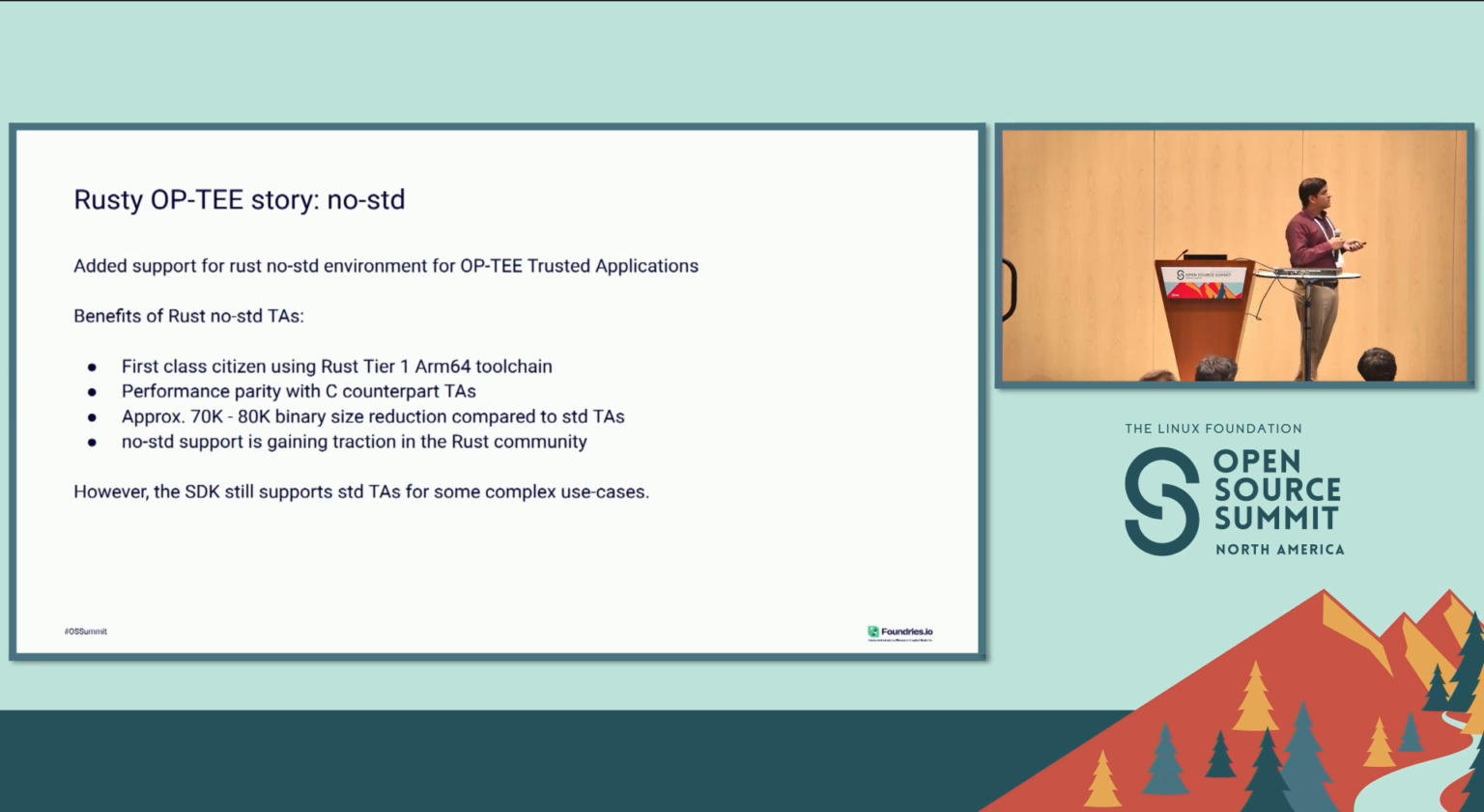And with that, we were able to see performance parity with the C counterpart trusted applications, and the binary size reduction was also huge, about 70 to 80K. And even now with the kernel support getting in, no-std support is gaining traction. Many crates are adding support for no-std. Even the common crypto libraries now support no-std. So that makes it easier for trusted application developers to use the no-std feature that is available in many crates now.